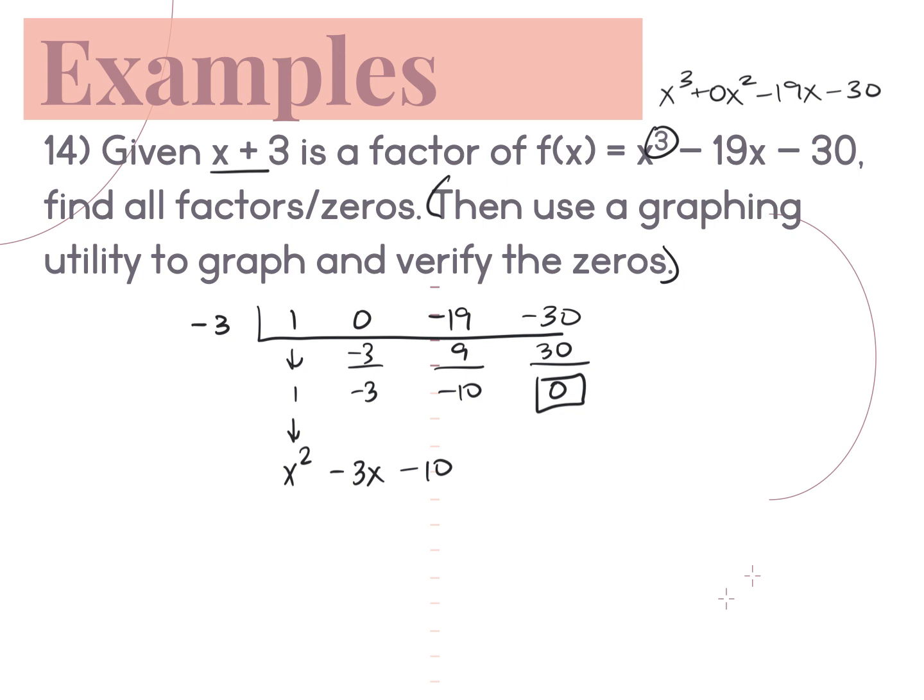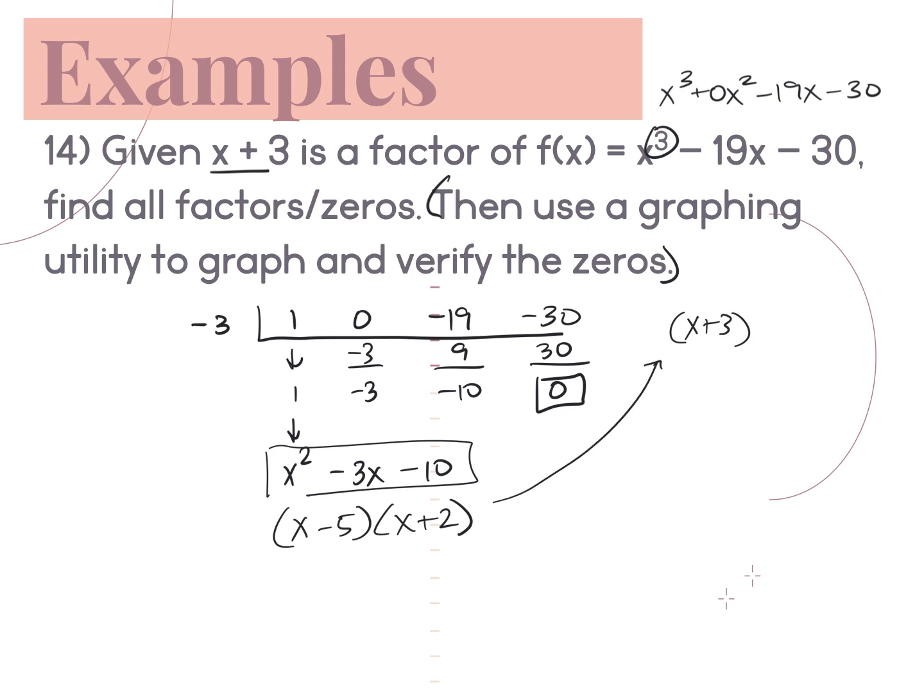And so now if I'm here, guess what? I can factor that. I already know x plus 3 is one factor. Now I can factor this. I know this is x minus 5 and x plus 2, right? And so now I join that to that, and I know what all my three factors are. My three factors are x minus 5, x plus 2, and x plus 3.